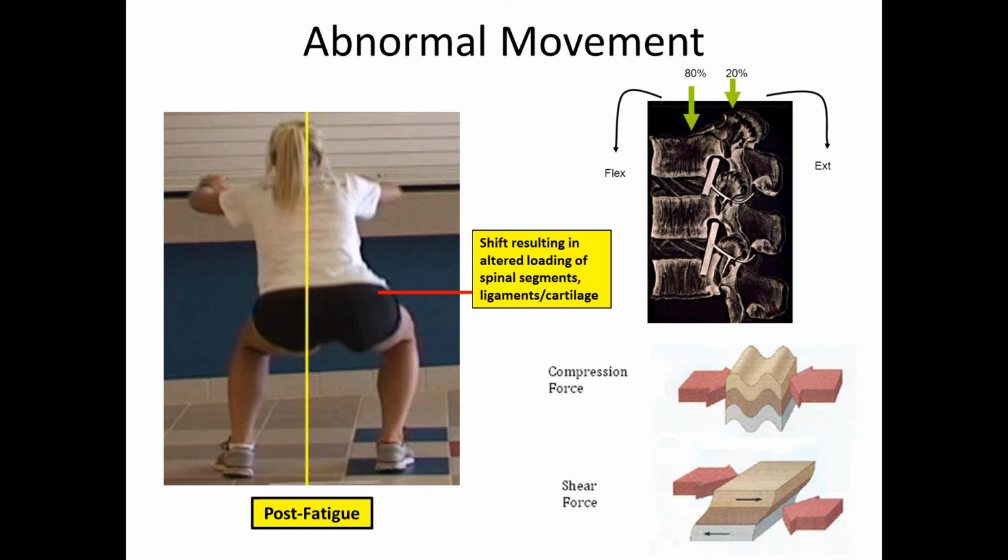When you see an athlete like this, who is a high-level D1 soccer player, what does that shifting do to her lumbar spine? What does that shifting do to her SI joint? What does that shifting do to the labrum of her hip?